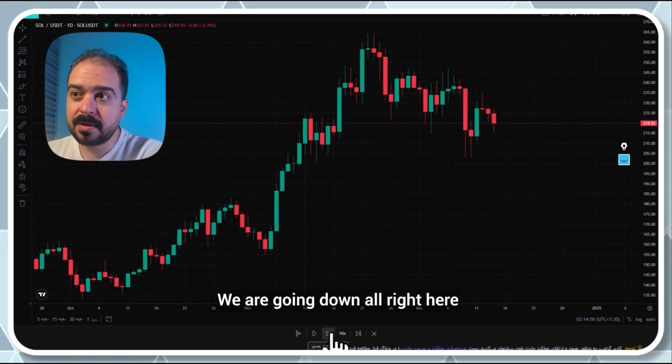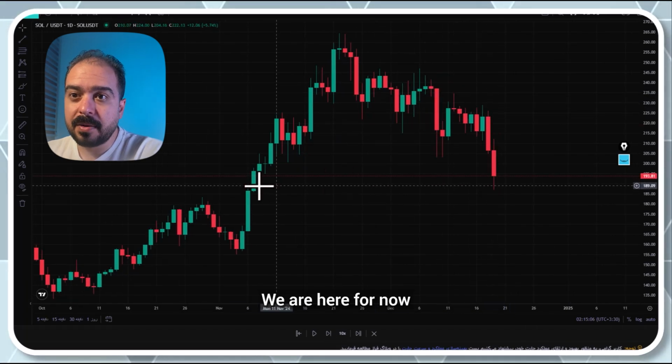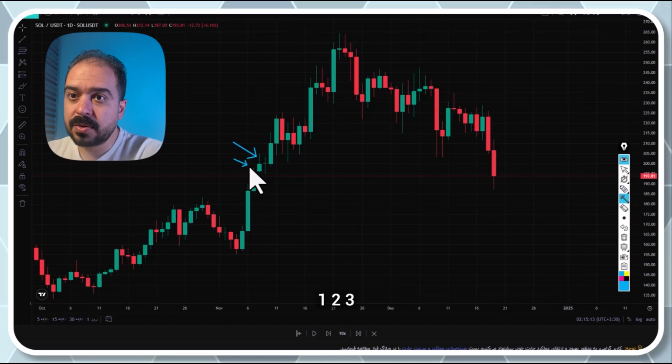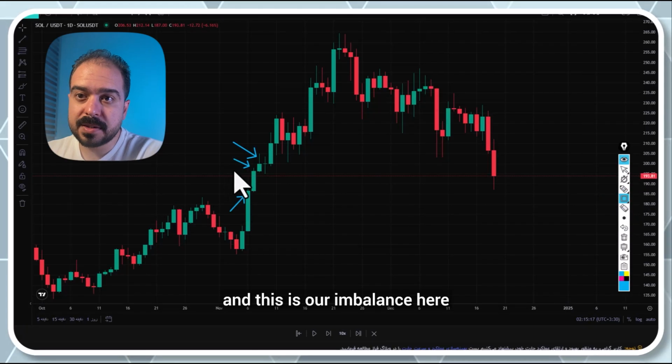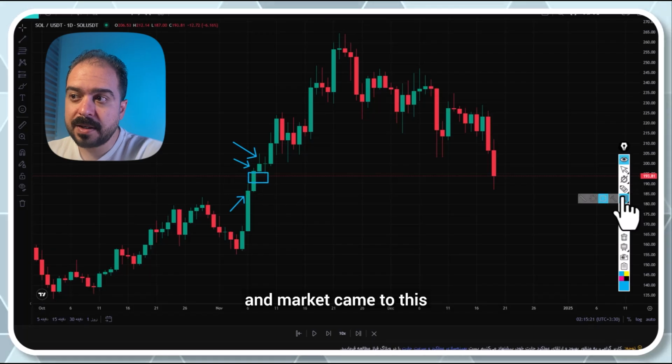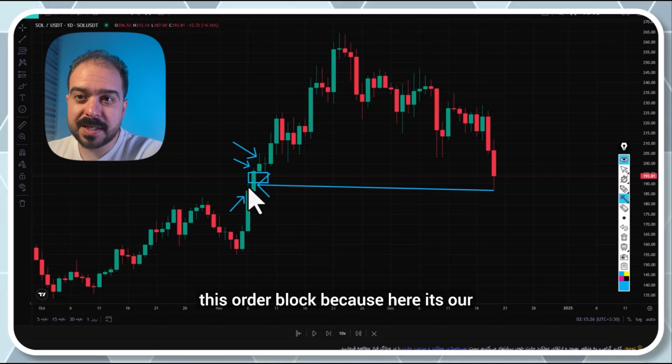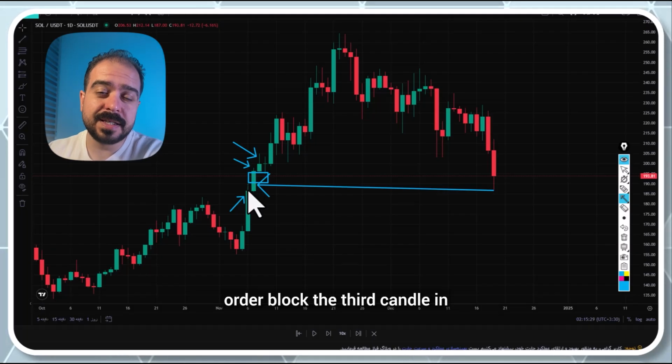Okay, we are going down. All right, here we are for now. And what do we have here? We have an imbalance between these 3 candles, 1, 2, 3, and this is our imbalance here. The market came to this place, filled this imbalance and touched this order block, because here is our order block, the third candle in the fair value gap.